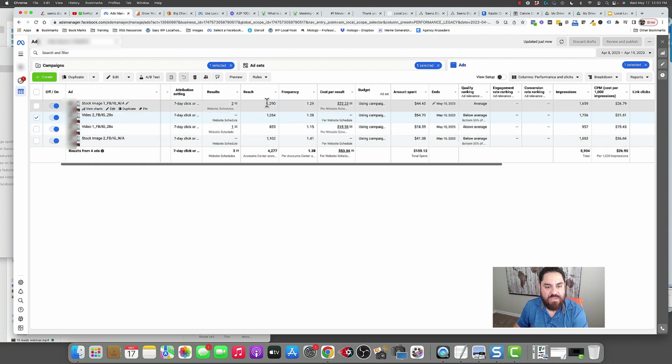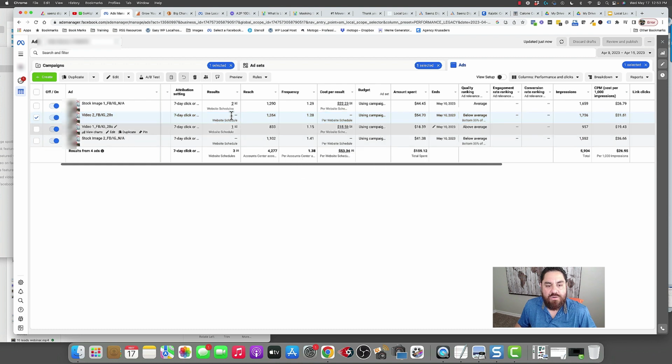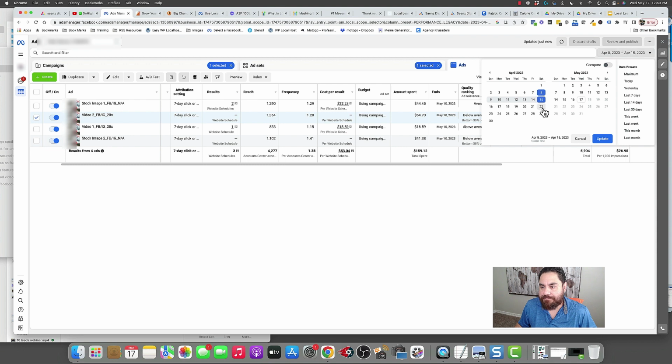So let's look at these. None of these ads have any or even close to that metric to be able to determine whether they're going to be profitable or not. So do not kill the ones that have zero results just simply because it's week 1. Let's go now and add an additional week. Here's April 8th through April 22nd, which is going to be week 2 of these ads running. So 2 weeks. So I'm going to update this.